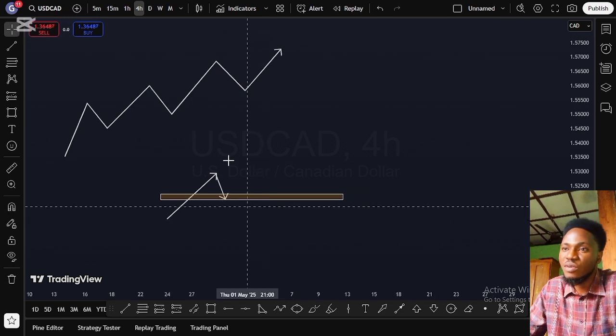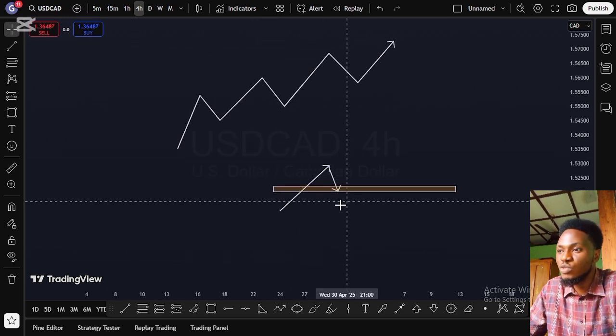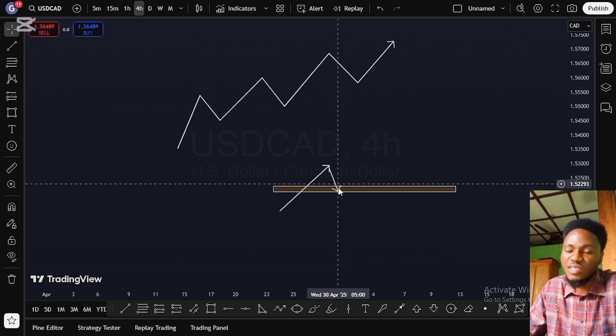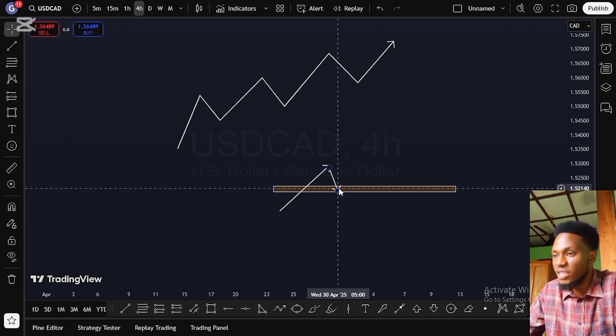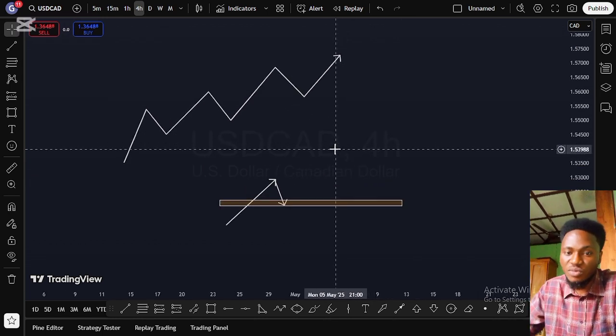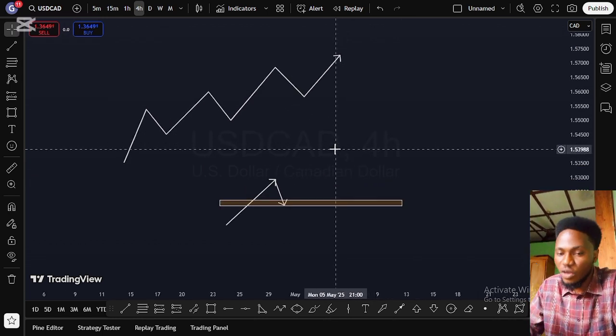So the other confirmation that I would like to show you is, we want to see weak rejection. We want to see candlestick patterns around this region. It's as simple as that. You don't have to make it very complex. You want to make it very simple so that it can be repeated. You can always come back to the market, see the same setup, and just repeat. See the same setup, repeat.